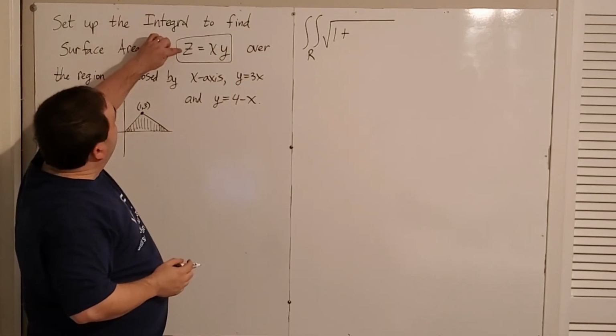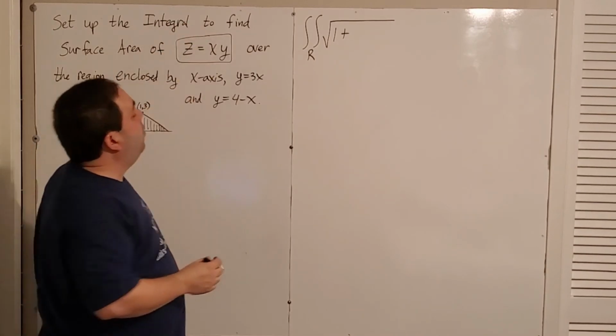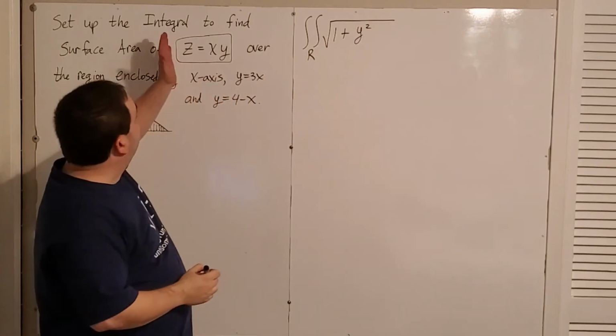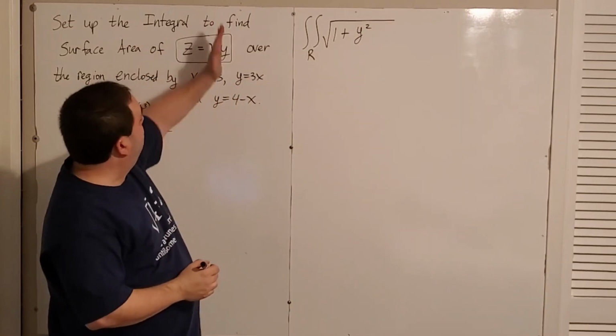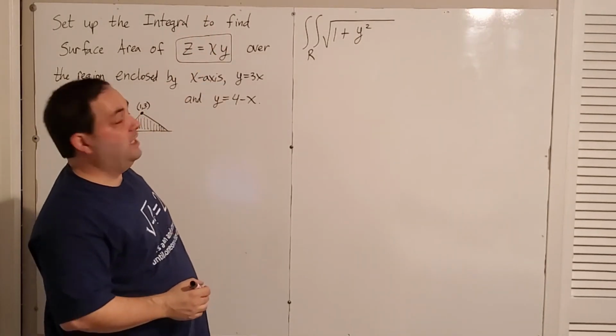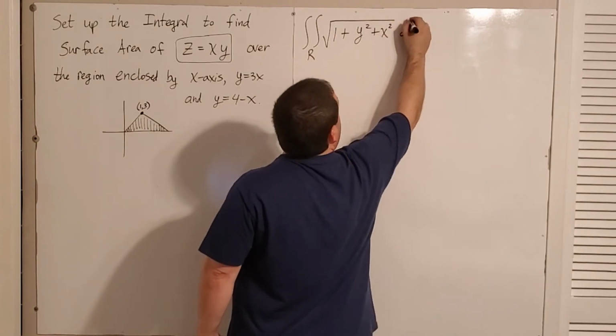When I take a derivative with respect to x, I get 1 times y, so that's just y squared. And then vice versa: the partial derivative of z with respect to y, I'm just going to get x. So plus x squared, dA.